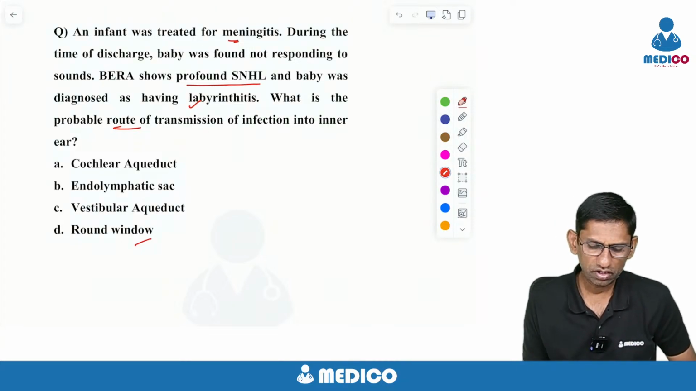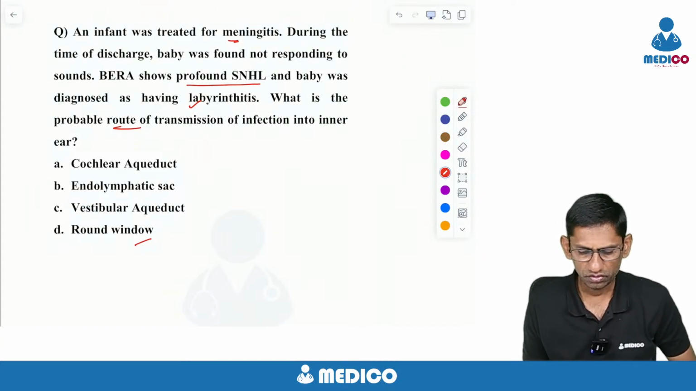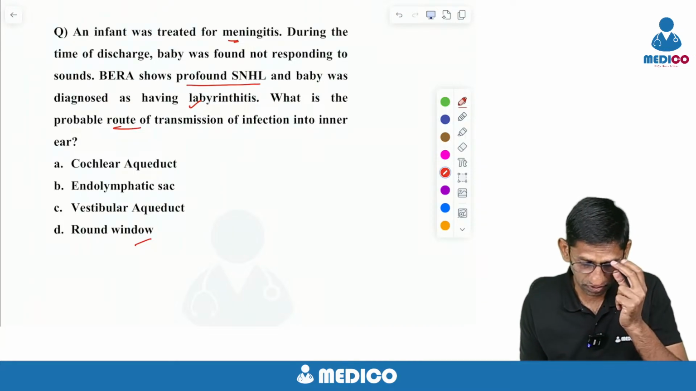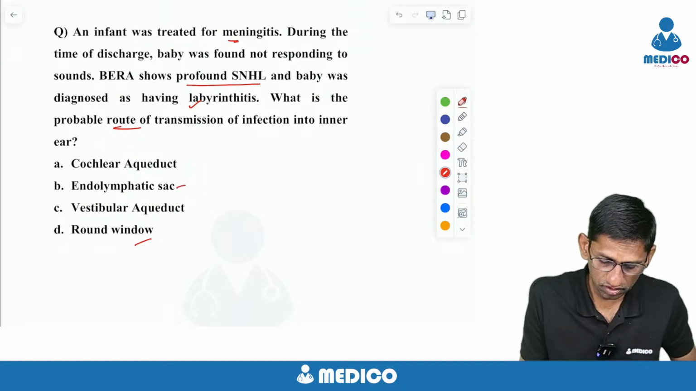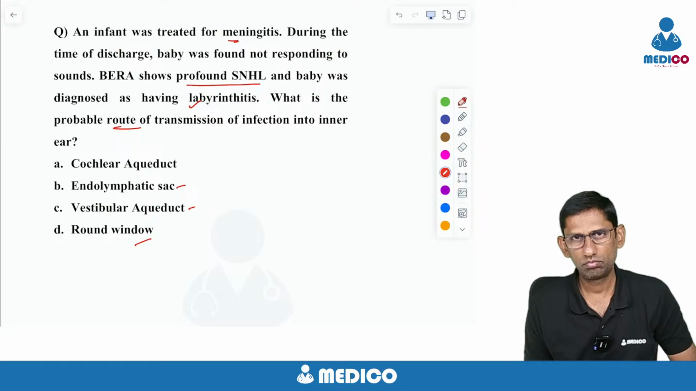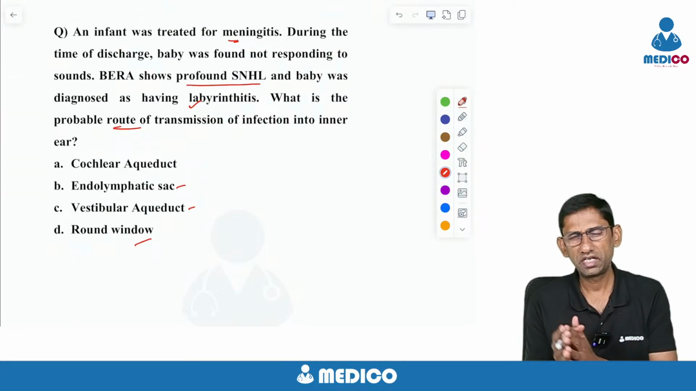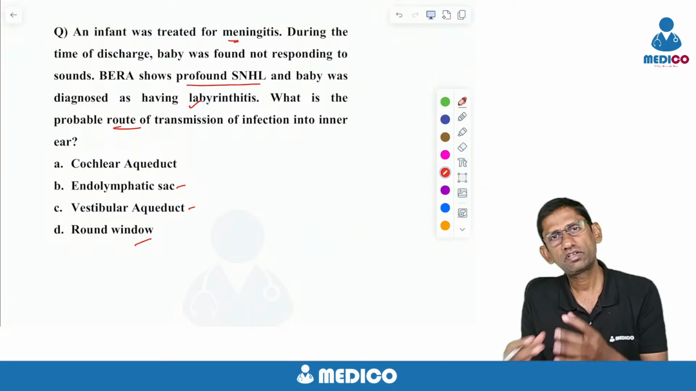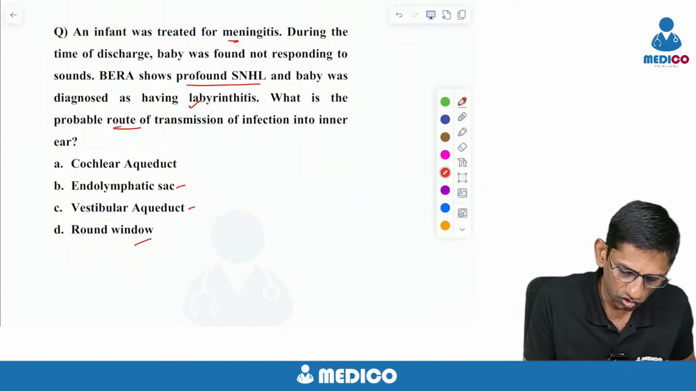So cochlear aqueduct, endolymphatic sac, and vestibular aqueduct are the three options given. And simply, the endolymphatic sac is the terminal part of the vestibular aqueduct. Both are more or less in the same area. The vestibular aqueduct carries the endolymphatic duct and ends in the endolymphatic sac. And the answer is cochlear aqueduct.